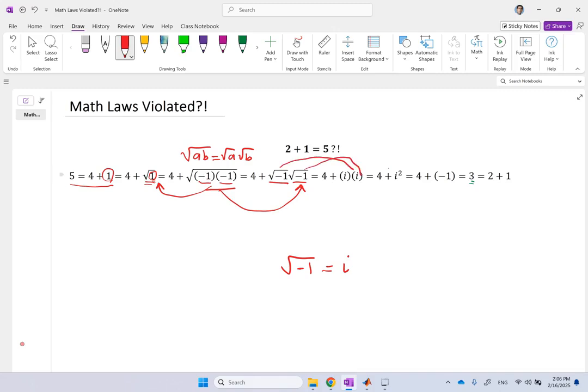And you know that i squared is negative 1. So I plugged it back. So you get 3. And 3 is 2 plus 1. So there we go. I showed you that 2 plus 1 is 5. You see, no place I made a simple mistake. 2 plus 1 is 5.